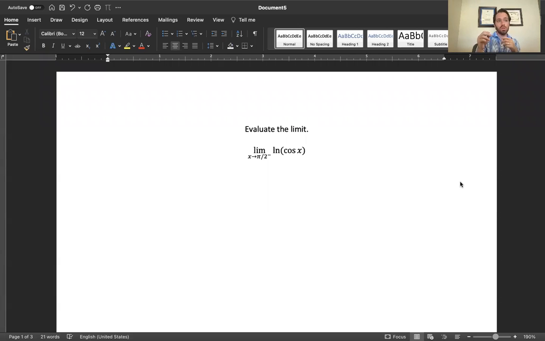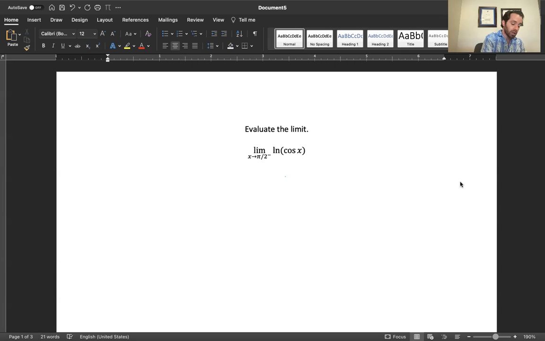Okay, sometimes when you're looking at a function, you have to pay attention to not so much how it behaves algebraically, but especially when it's a trig function, you want to look at how it behaves in a geometric sense. So as x approaches pi over 2 from the left-hand side, let's look at what happens to cosine of x.